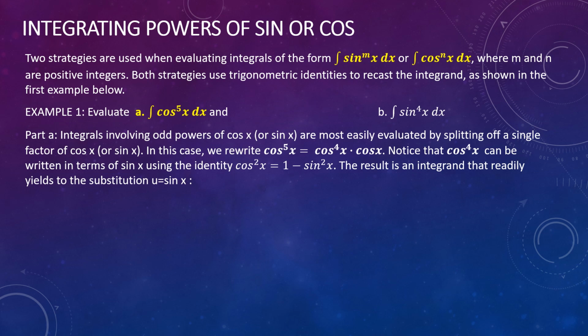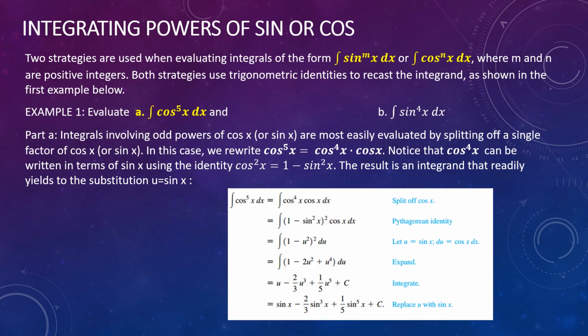Notice then what we can do is, cosine to the power of 4 of x can be rewritten in terms of sine x using the identity cosine squared x equals 1 minus sine squared x. The result is an integrand that readily yields to the substitution of u equals sine x. So let's see how that works.